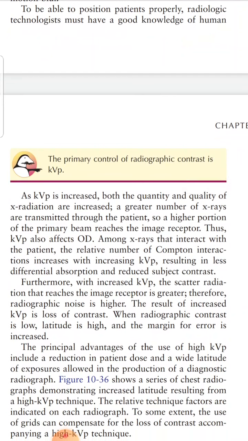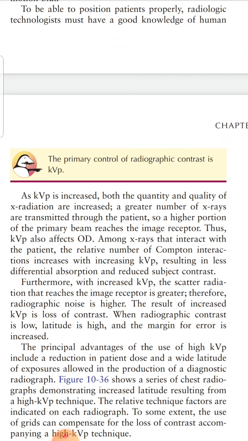The primary control of the radiographic contrast is the KVP. As KVP is increased, both the quantity and, to some extent, the quality of the X radiation are increased. A greater number of the X-rays are transmitted through the patient, so a higher portion of the primary beam reaches the image receptor. Thus, KVP also affects the optical density.